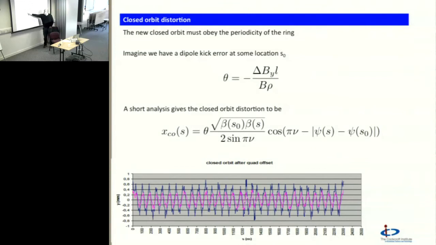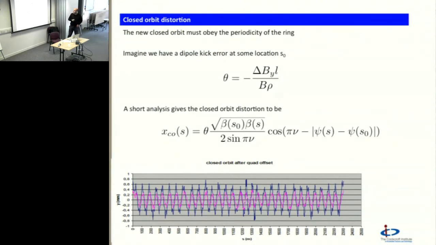It's proportional to theta, the strength of the kick. It's proportional to the root of the beta at the point I'm observing. So I'm interested, how big is the offset at this point? It's proportional to the root of the beta there. It's also proportional to the root of the beta where the dipole kick error is. So I get bigger orbit distortions if I have errors in places of large beta functions. So the beta function is now telling us something new. Before, it was telling us the maximum oscillation of a particle. It's now telling us how sensitive my beam is to errors and misalignments. That's new information. The beta function is really good.